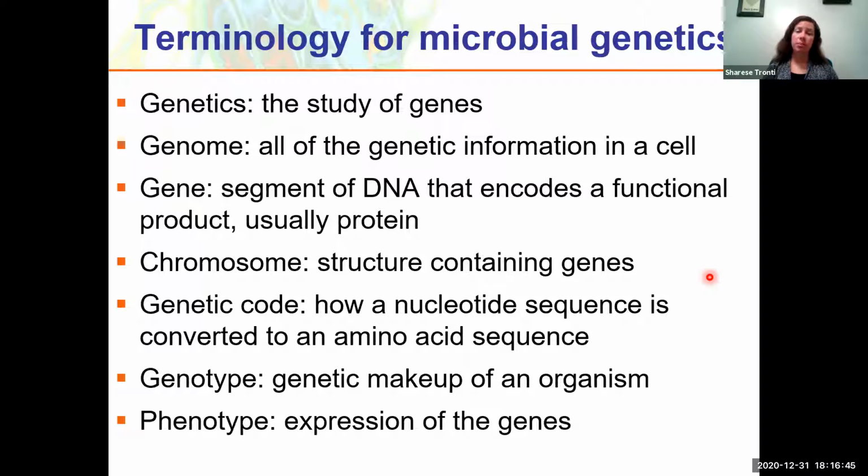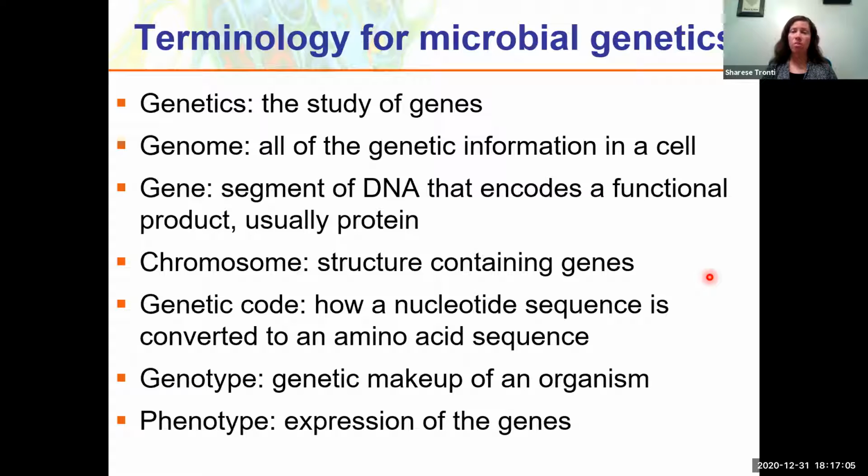So the genome is all the genetic information for that cell. So it's going to include all of the genes. One gene is a segment of DNA that encodes for a functional product. Most of the time, this functional product is going to be a protein.